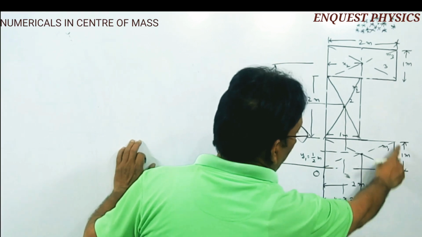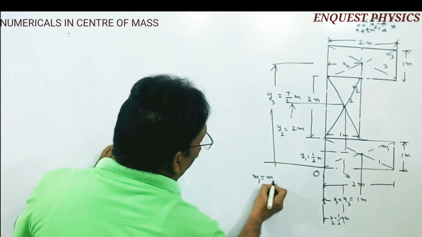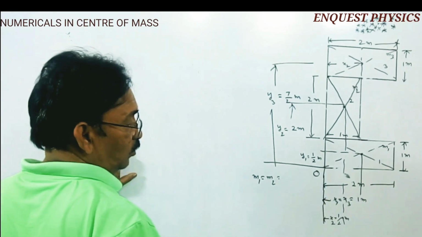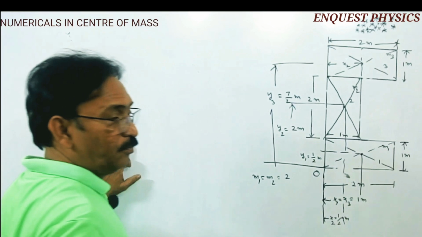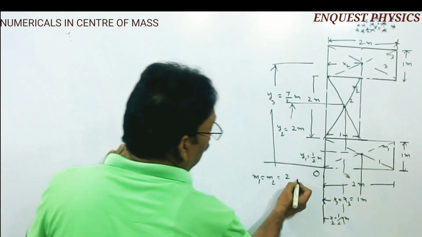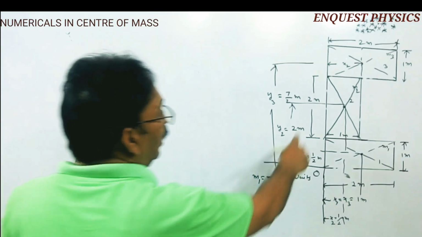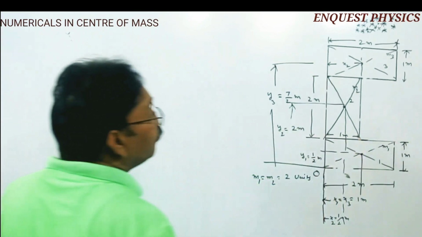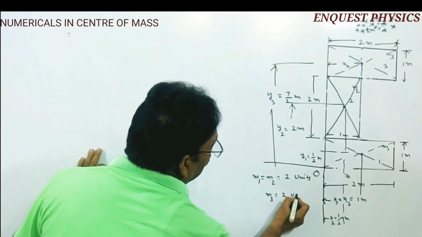And we have to find out the masses. It is 2 into 1. m1 is equal to m2. What you get is directly proportional to area, 2. Students, 2 units, you can take it as kg. And this one, 2 into 1, m3 is equal to 2 units.